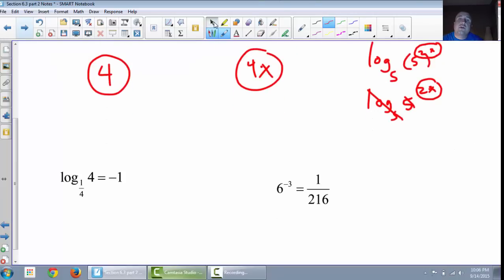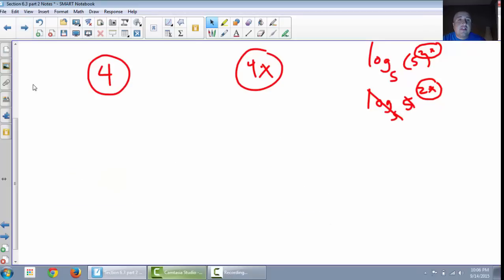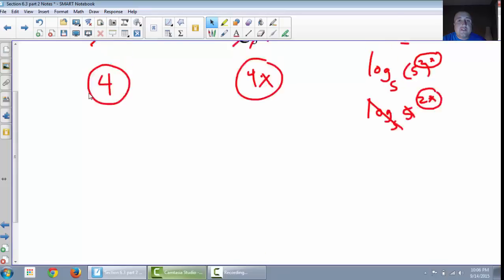Oops, these problems do not belong here, so we can get these out. Those were actually from the last section. All right, so that's example 1.